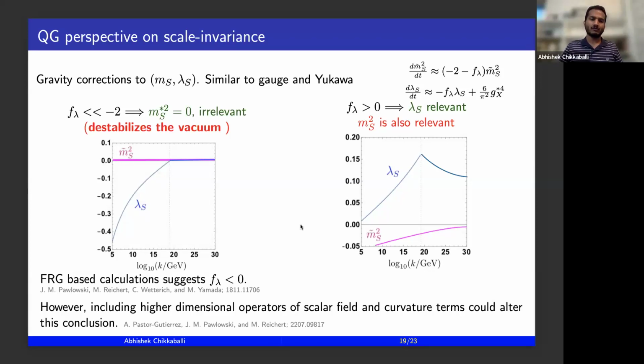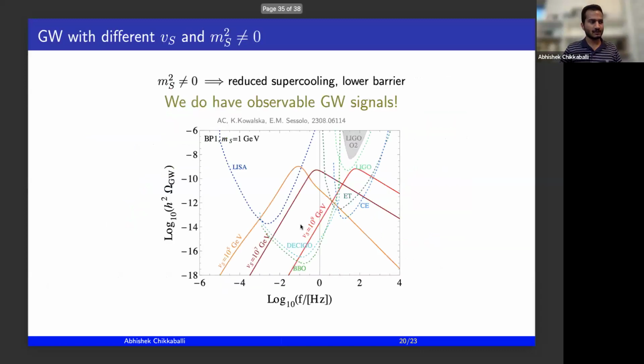So instead, we assume the mass parameter to be a non-zero value, and we redid the computations of the gravitational wave. And in this case, we did find observable gravitational wave signals. This is because when we set a small non-zero value for this mass parameter, it actually reduces the supercooling, and it also lowers the thermal barrier. And this can lead to observable gravitational wave signals.